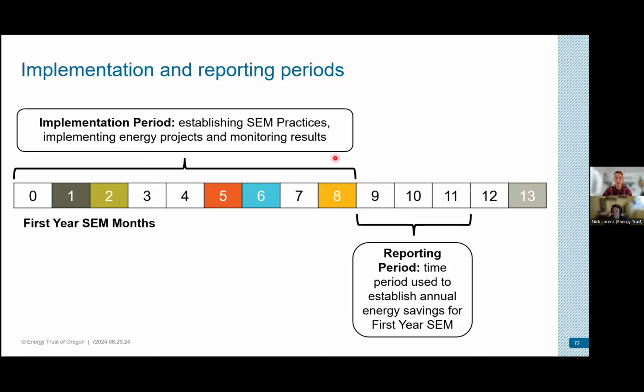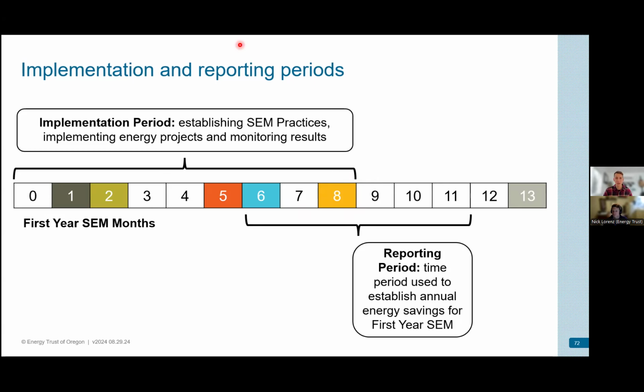I do want to highlight that not every site's going to have a 3 month reporting period. They may change. So we may have a number of organizations who have a 6 month reporting period. You can work with your SEM coach and SEM engineer to figure out what your particular reporting period is. Those get adjusted depending on your energy use profile. So if you have a very seasonal energy use profile, you might have a longer reporting period.